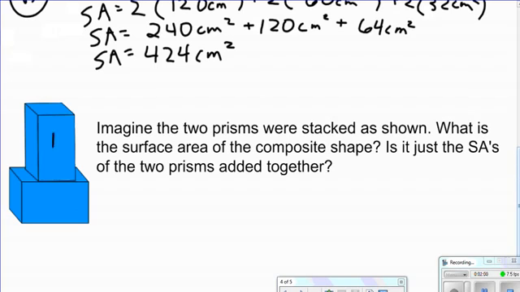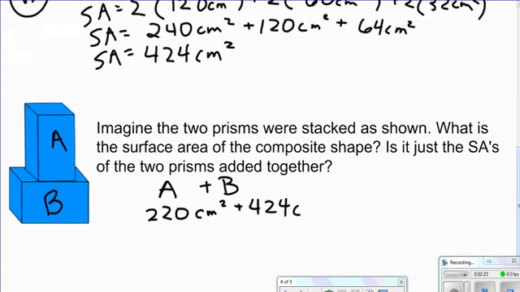In the second part it says rectangular prism A is stacked on top of rectangular prism B, and we want to know what is the surface area of the composite shape. That is, what is the surface area of the two prisms together. So we want surface area A plus surface area B. Okay, that seems easy enough. So 220 centimeters squared plus 424 centimeters squared. Ha! So we get 644 centimeters squared. Miss, give me something harder, you say.